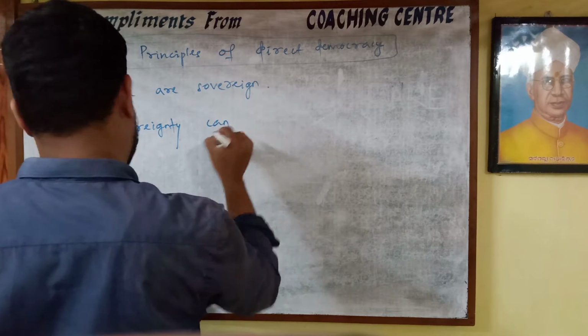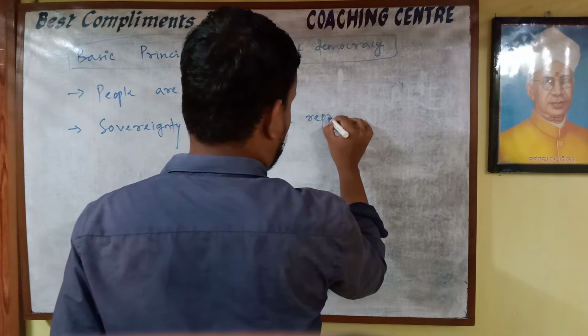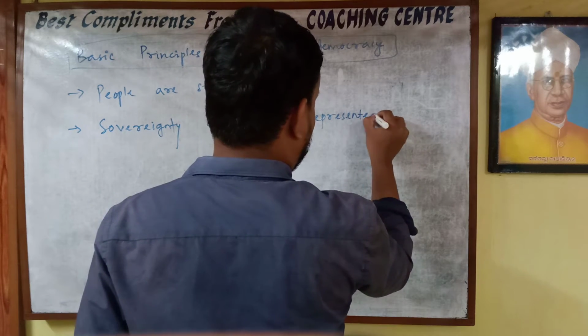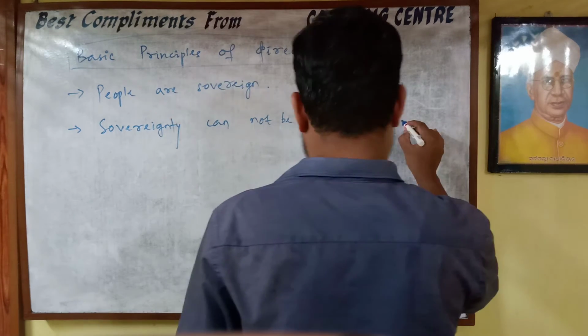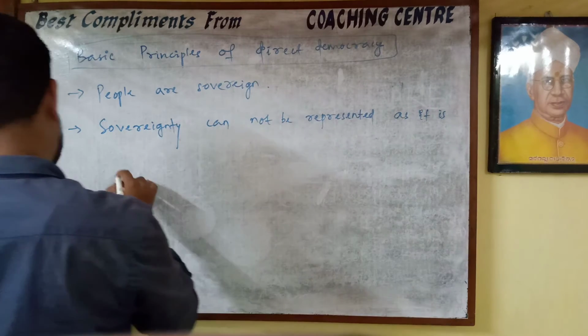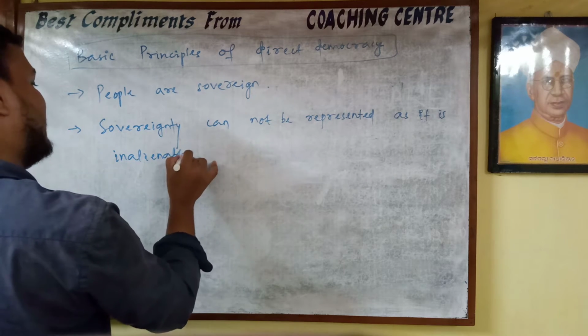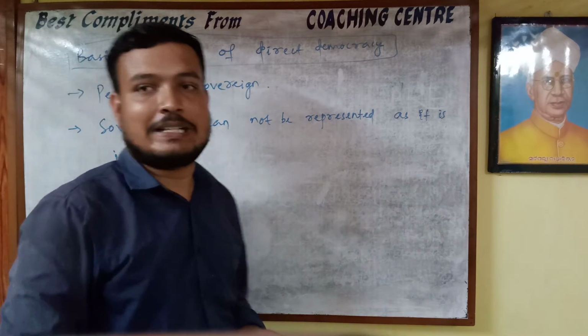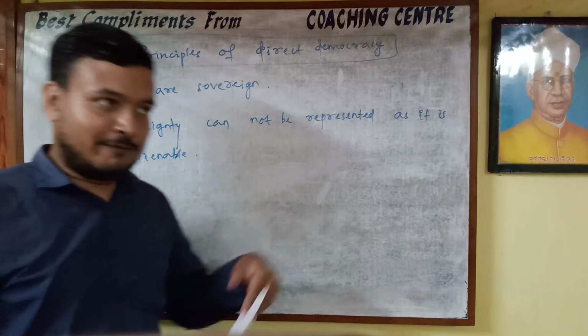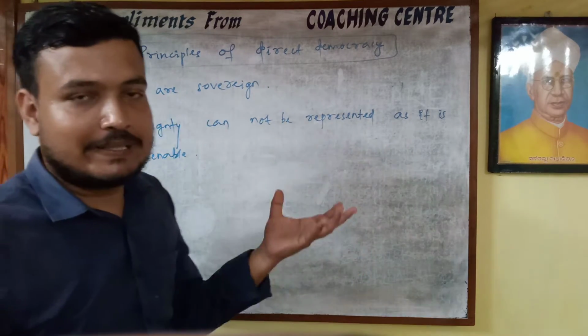Sovereignty cannot be represented as it is, at any level. So we can say sovereignty is a kind of feeling, yes or no? So the sovereignty of the people should be maintained in direct democracy.